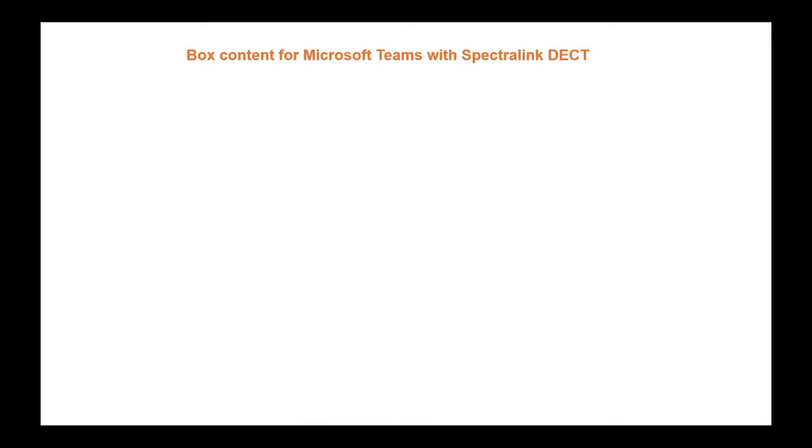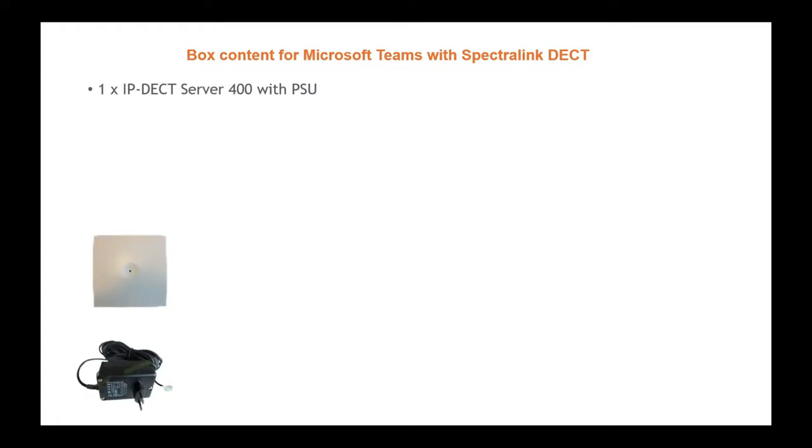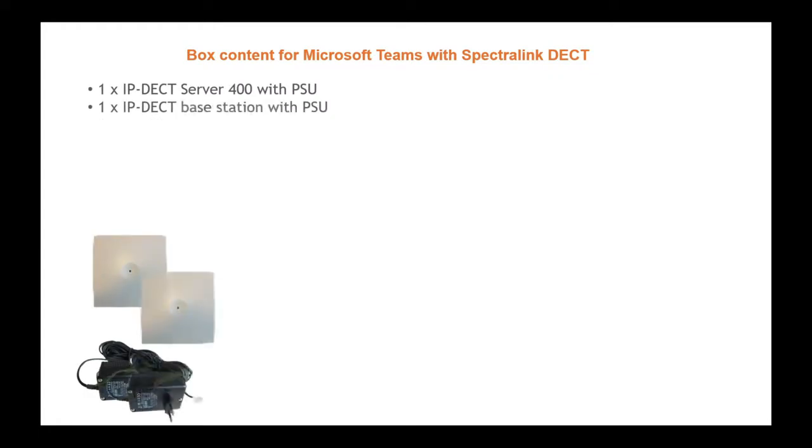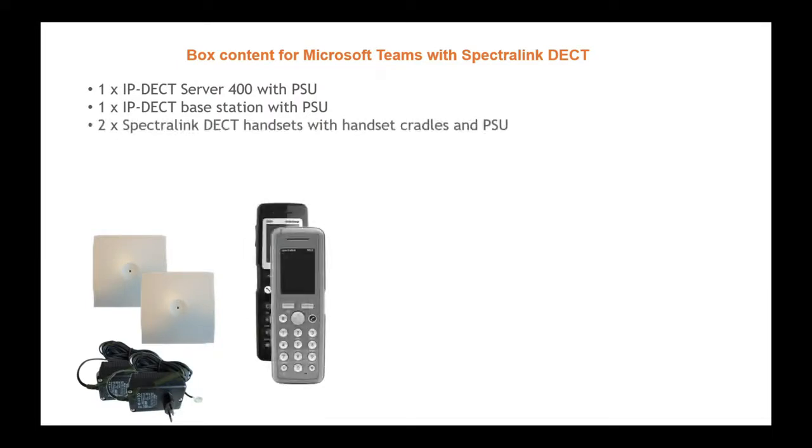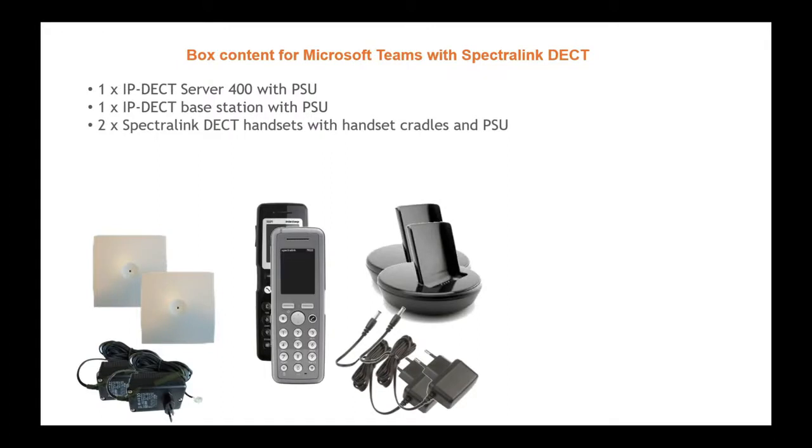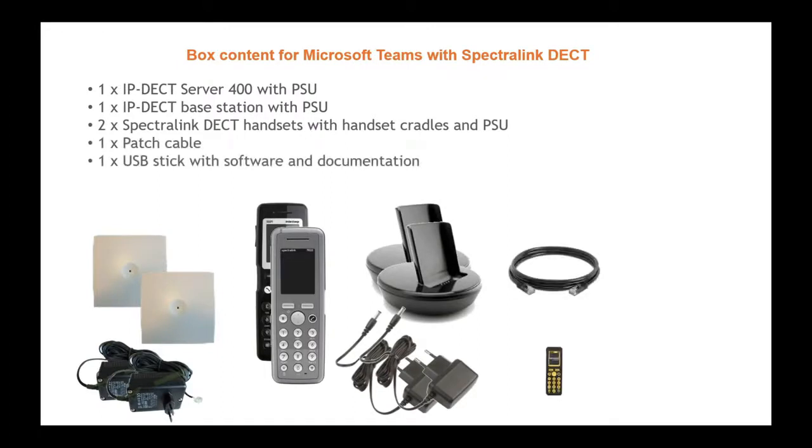Now let's take a look at the box content for Microsoft Teams with Spectralink. So first we have the IP DECT server 400 with a power supply. We also have an IP DECT base station with power supply. Then we have a couple of DECT handsets with handset cradles and power supplies. We have one patch cable. And finally we have one USB stick with software and documentation.